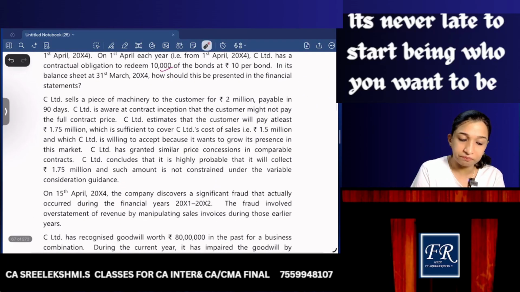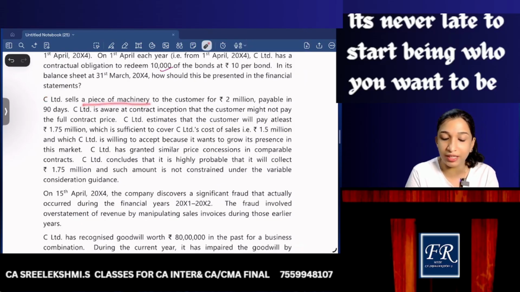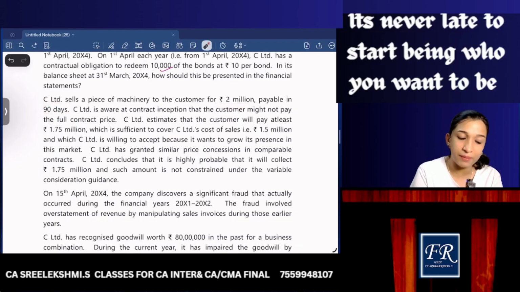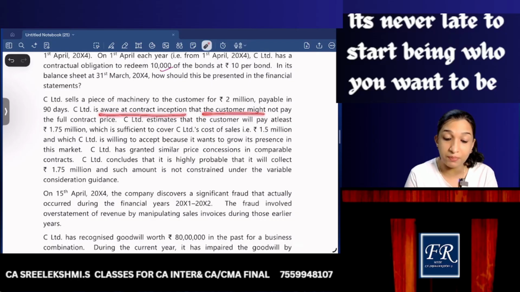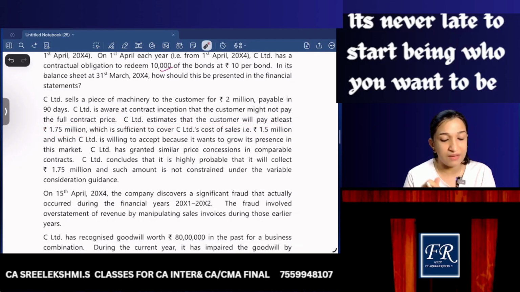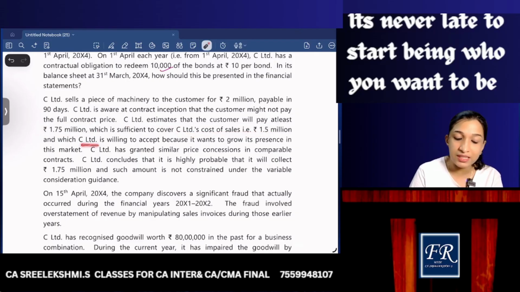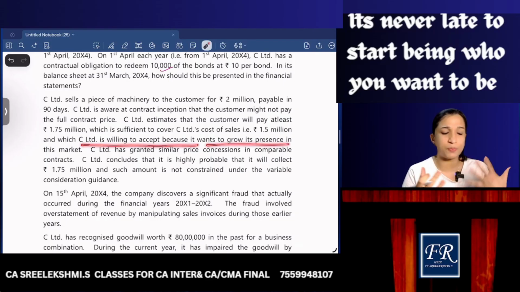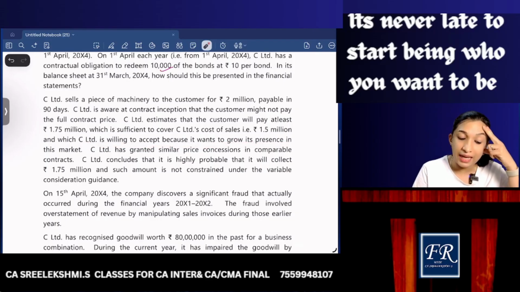But before that, C Limited sells a piece of machinery to the customer for 2 million, payable in 90 days. C Limited is aware at contract inception that the customer might not pay the full contract price. C Limited estimates that the customer will pay at least 1.75 million, which is sufficient to cover C Limited's cost of sales, 1.5 million, and which C Limited is willing to accept because it wants to grow its presence in the market. C Limited has granted similar price concessions in comparable contracts.